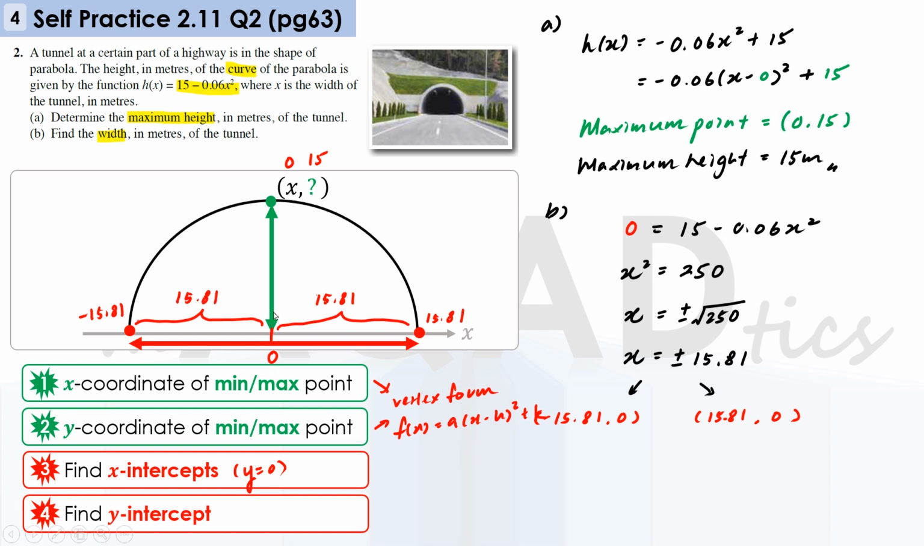Alright, so to find the width of the tunnel, we just add these two values together, or you can multiply by 2, it's the same. Okay, so your answer is 31.62 meters.